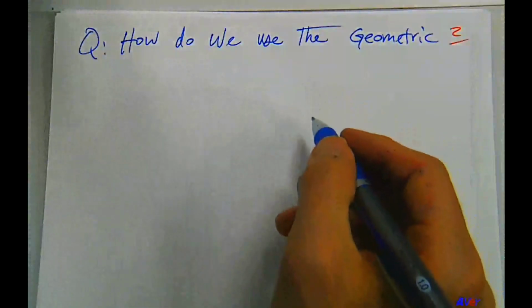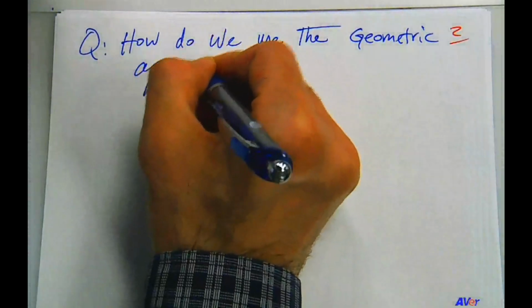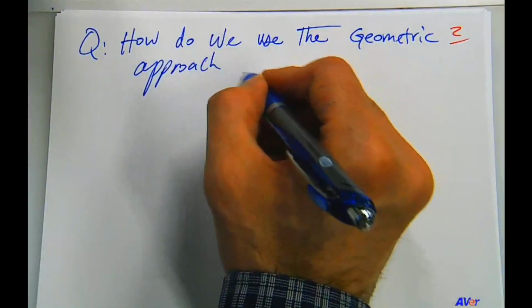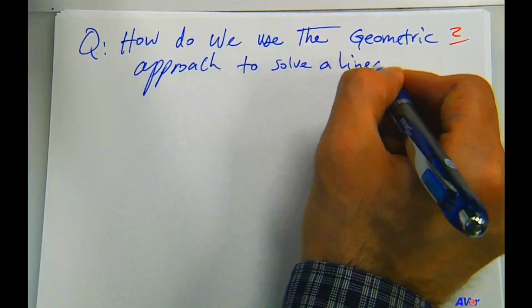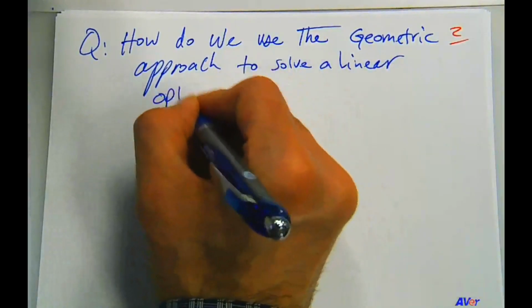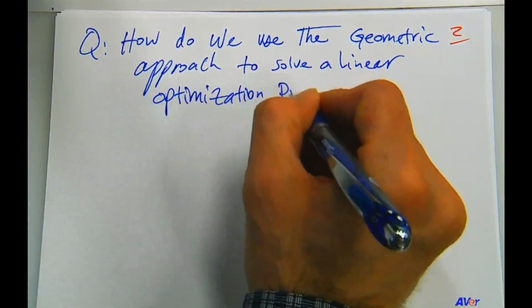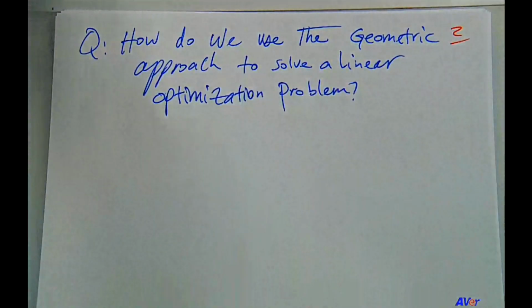So how do we use the geometric approach, which is a graphical approach, right? To solve a linear optimization problem. So sometimes you might have heard the name linear programming.